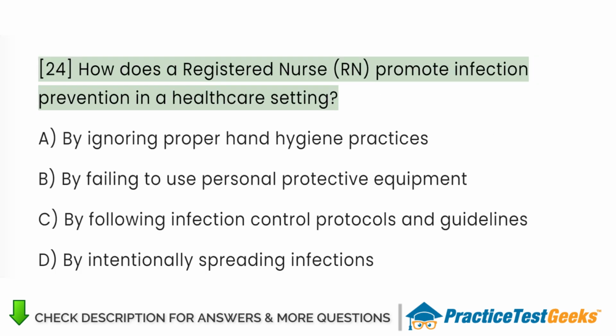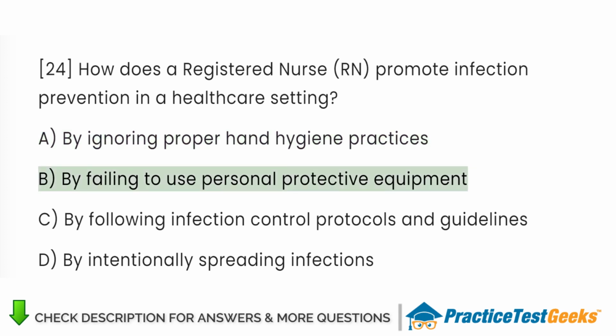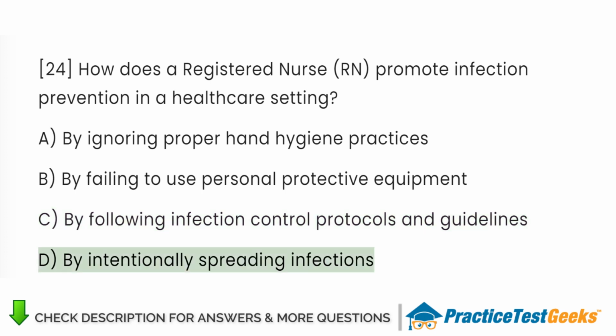How does a registered nurse, RN, promote infection prevention in a healthcare setting? A. By ignoring proper hand hygiene practices. B. By failing to use personal protective equipment. C. By following infection control protocols and guidelines. D. By intentionally spreading infections.